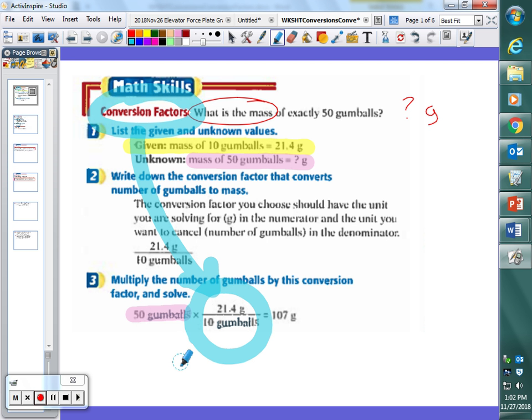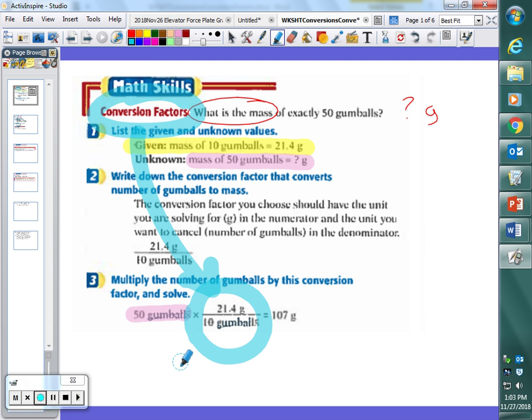What's true about the top of this, or the numerator of this fraction and the denominator of that fraction? What separates 10 gumballs and 21.4 grams in the yellow highlighted section? An equal sign. What does that mean? They're equal. 10 gumballs and 21.4 grams are equal to each other. Now, if we put two things that are equal to each other in the numerator and the denominator of a fraction, what is that fraction equal to? 1. If we multiply something by 1, what do we get? The correct 50. Itself.